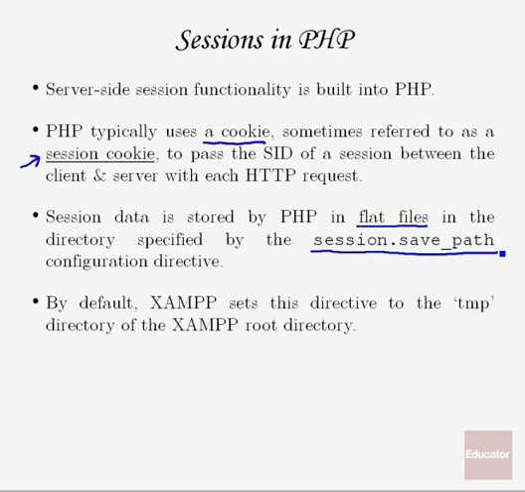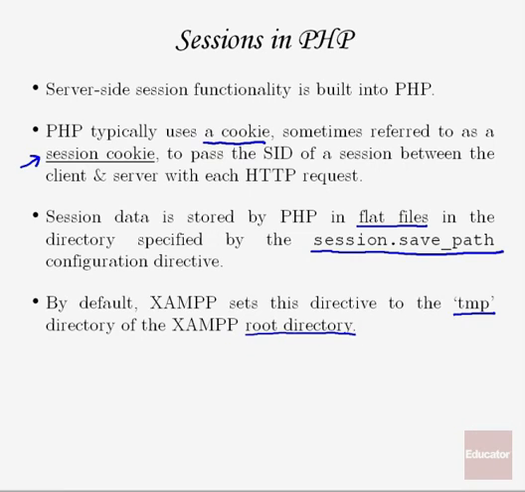So whatever that directive is set to in your php.ini file, that's where these temporary session data files will be stored. In XAMPP by default, which is what we're using in this course, this save path directory is set to the temp directory of your XAMPP root directory.